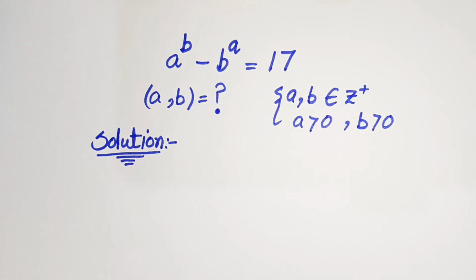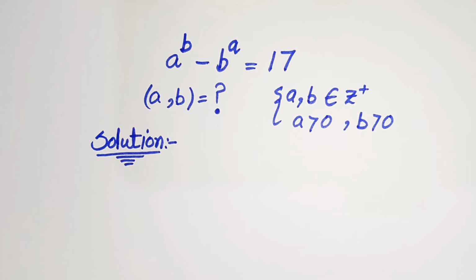Today we have a nice exponential problem: a to the power b minus b to the power a is equal to 17. Here we have to find the value of a and b, but we have to know that a and b belong to positive integers. It means that a is greater than 0 and b is also greater than 0.